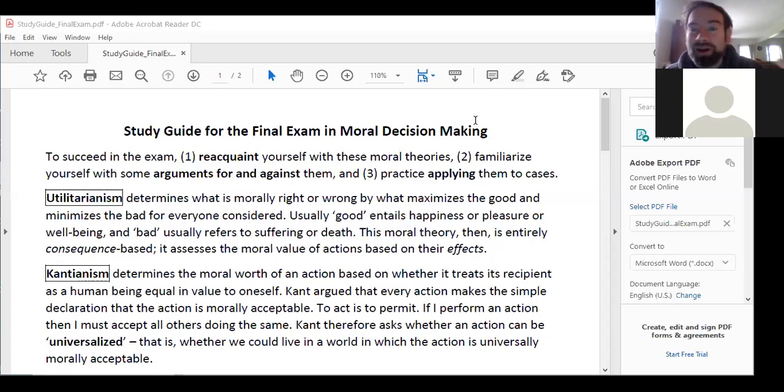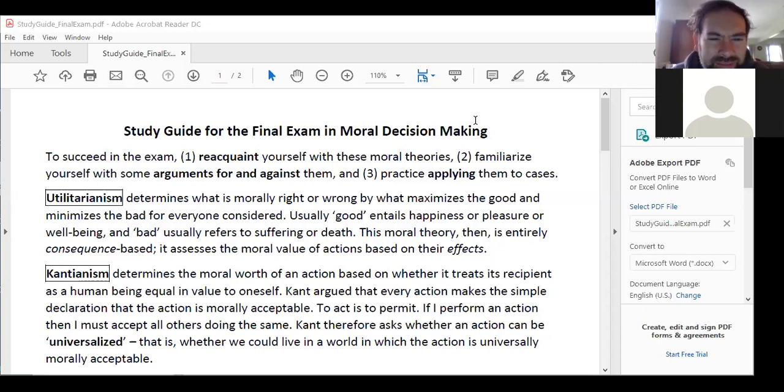Other things about utilitarianism that are important to recognize is that it's by and large a consequence-based moral theory. So the reason why you do something doesn't matter really at all. What really does matter is the effects of what you're doing, right? So that's really what's important. That's how you evaluate an action based on its consequences, right?